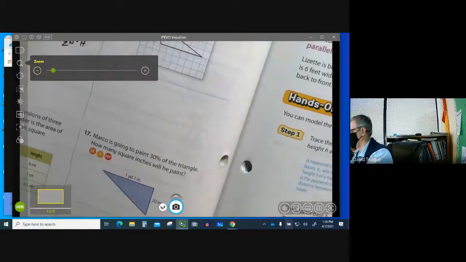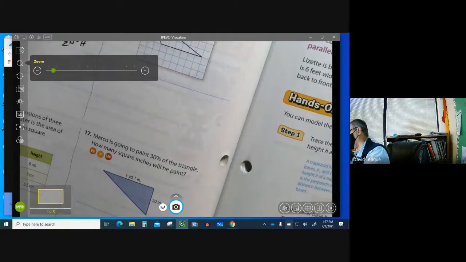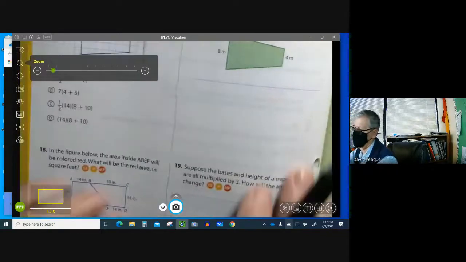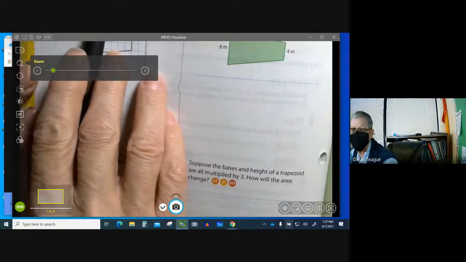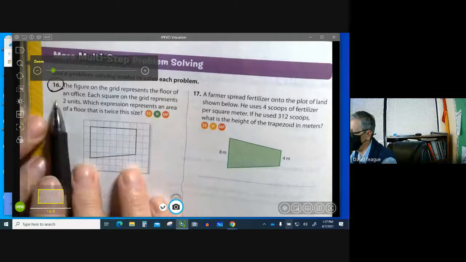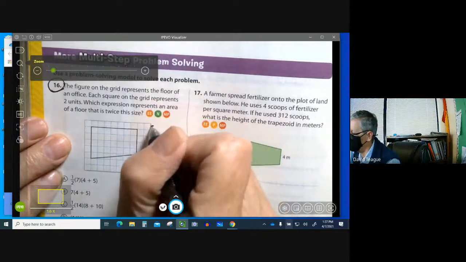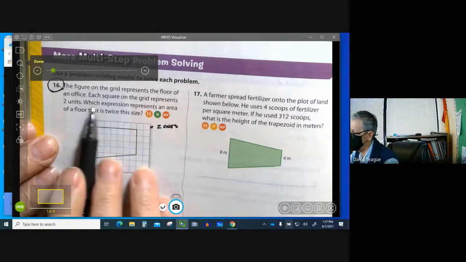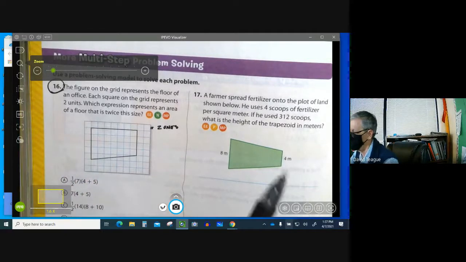So then question number 3 is about the trapezoids. That's page 758, and it's number 16. It says the figure on the grid represents the floor of an office. Each square on the grid represents 2 units. So each one of these is equal to 2 units. Which expression represents an area of the floor that is twice this size?